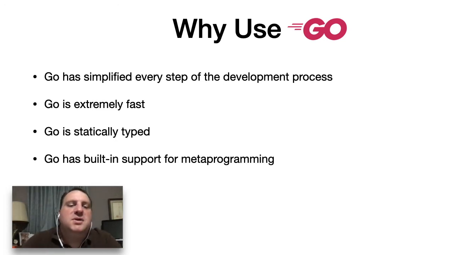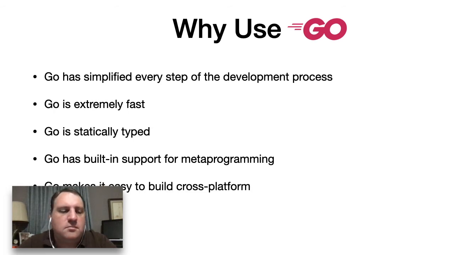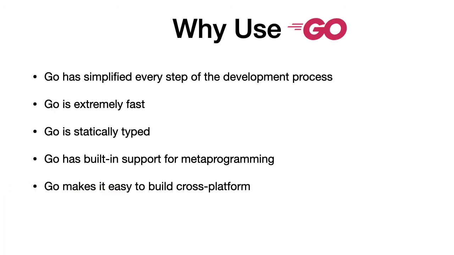Go also has built-in support for metaprogramming. So this is programs that generate programs. And we're not going to get into that in this particular video, but it's actually a really cool system, and later we'll go over it. Go also makes it really easy to build cross-platform. You can just tell Go what platform you want to build for, and it will build a program that will run anywhere. And then finally, Go actually makes it really easy to build concurrent apps that use a lot of different threads and use them very efficiently.